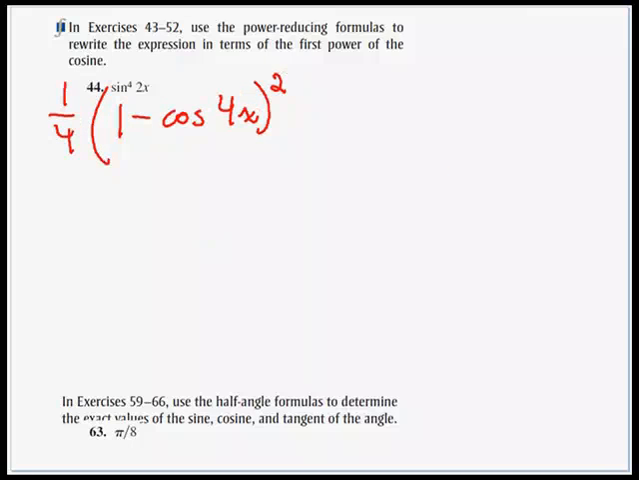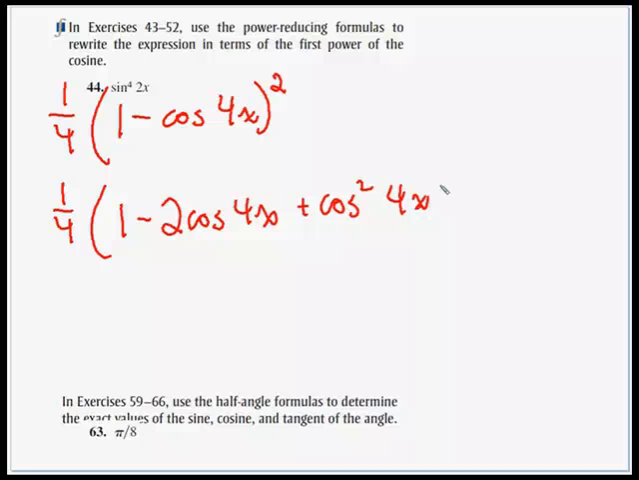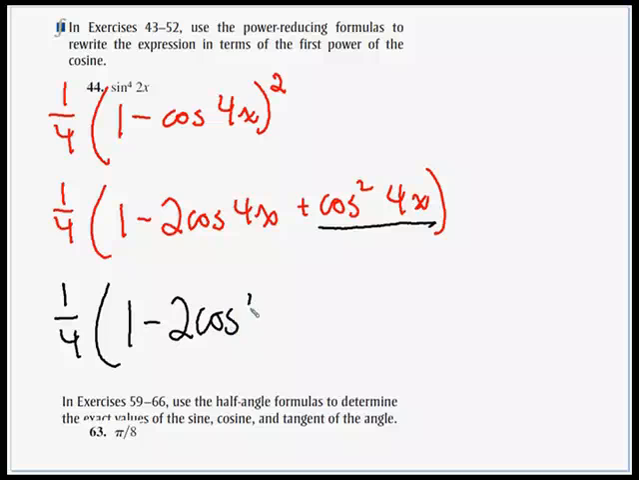And we're going to FOIL out the binomial. 1/4, 1 minus 2 cosines of 4x plus cosine squared of 4x. And here we have another cos squared, so we're going to apply the power reducing formula again. So we'll copy the problem with most of it intact.